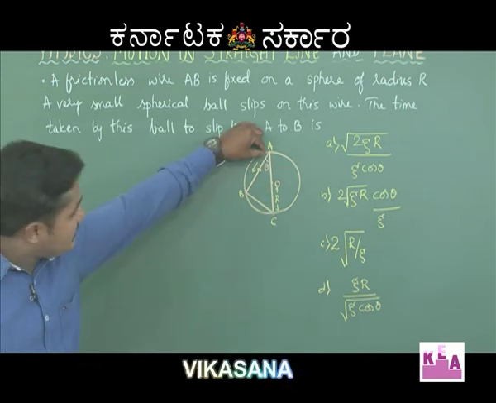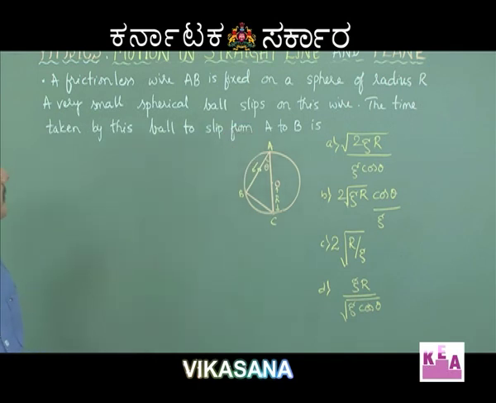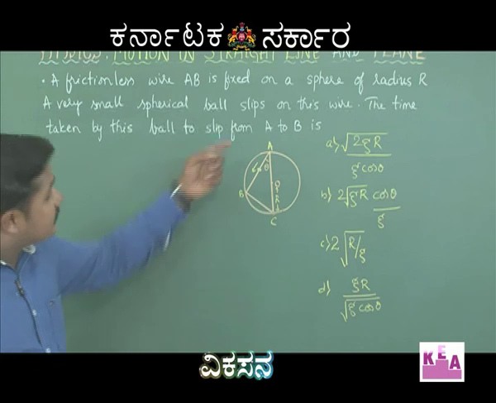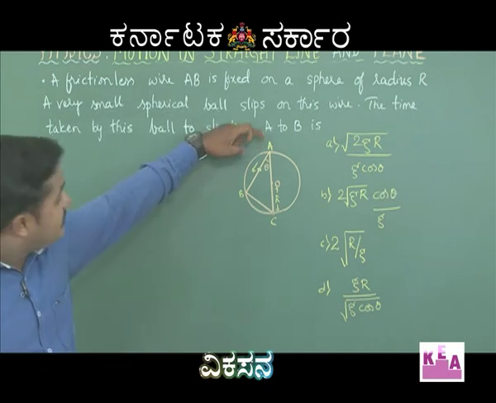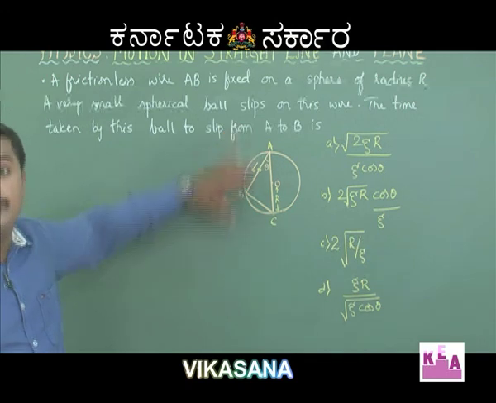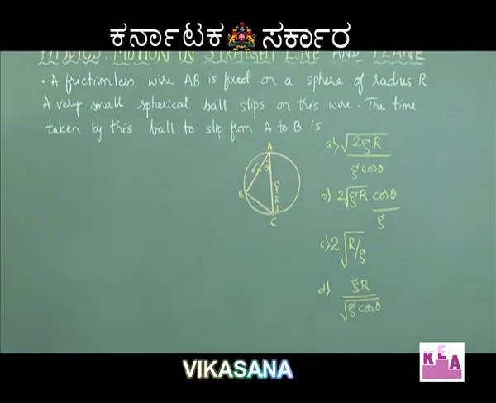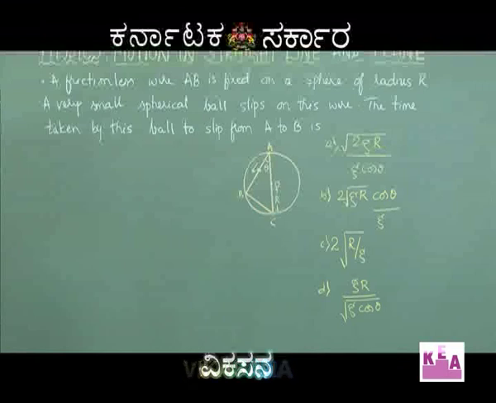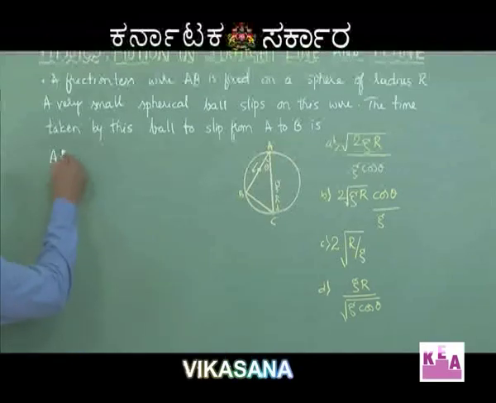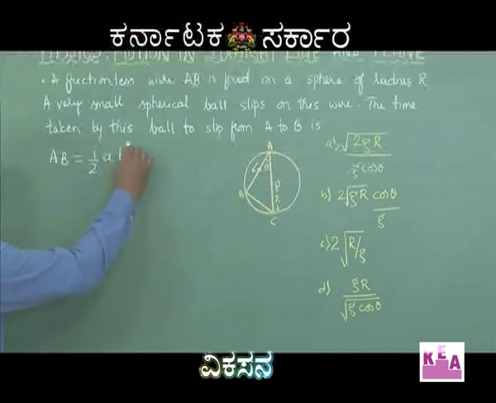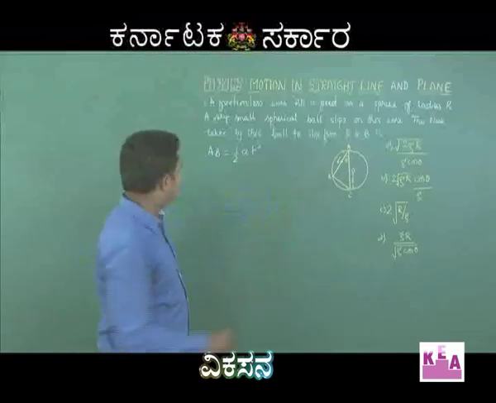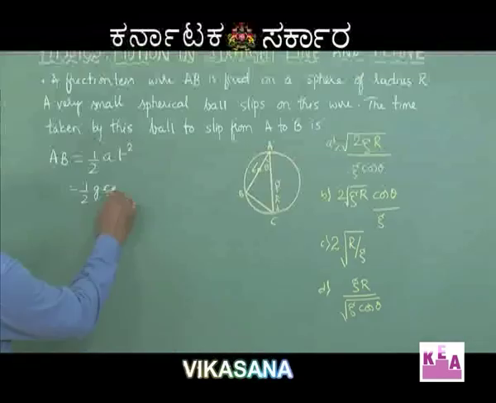This body slides with an acceleration g cos theta, and it starts from rest at point A. The displacement covered by the body is AB. You can directly make use of the displacement equation S is equal to ut plus half at square, for which the initial velocity is 0, so S will be half at square. That S is nothing but AB here. Let me straight away write the displacement AB. AB is equal to half into a into t square. What is that a? Acceleration is g cos theta. So this is half into g cos theta into t square.